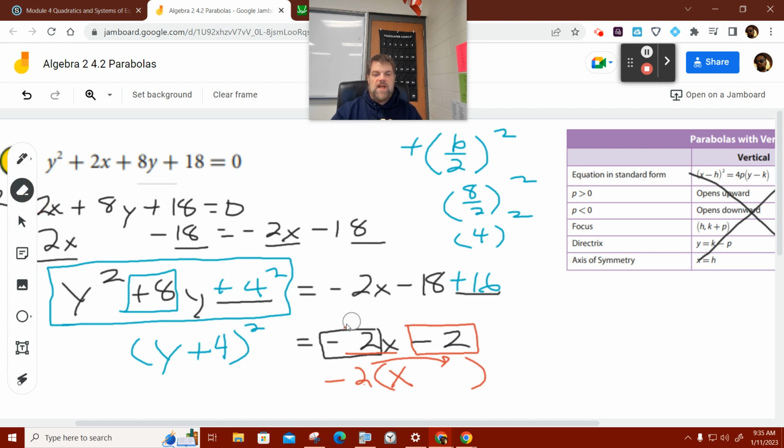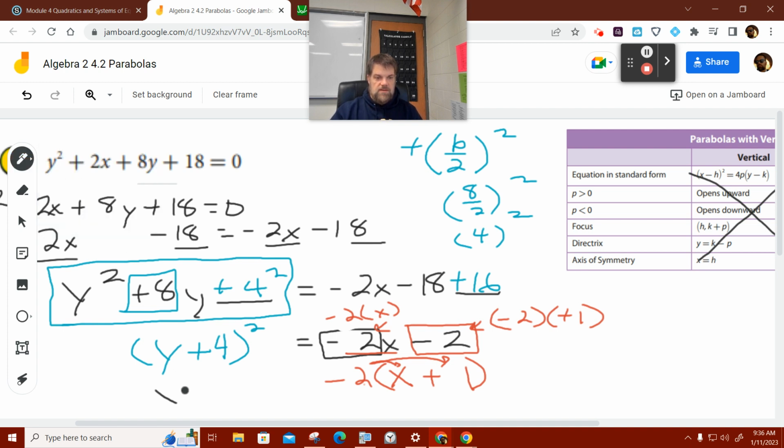What do I multiply negative 2 by to get negative 2? That's kind of a trick question, but it's not. Positive 1, right? Negative 2 times positive 1 equals negative 2, doesn't it? And over here, negative 2 times x equals negative 2x, right? So I'm using the distributive property backwards.